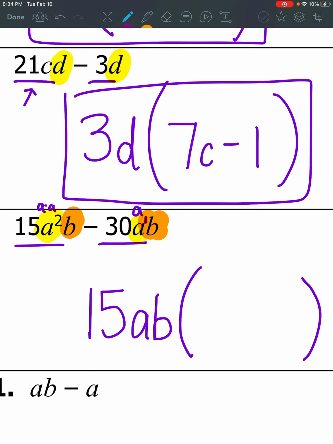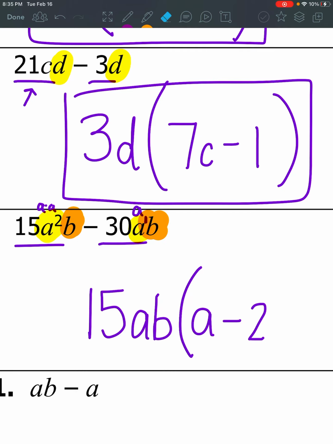Then I'm going to set up my parentheses. 15a squared b divided by 15ab. So 15 divided by 15 is 1. A squared divided by a, we'd subtract them, we'd have one a left, and b divided by b is 1, so those would cancel out. Then 30 divided by 15, so minus 2. A divided by a, those would cancel out, and then b divided by b, those would cancel out.